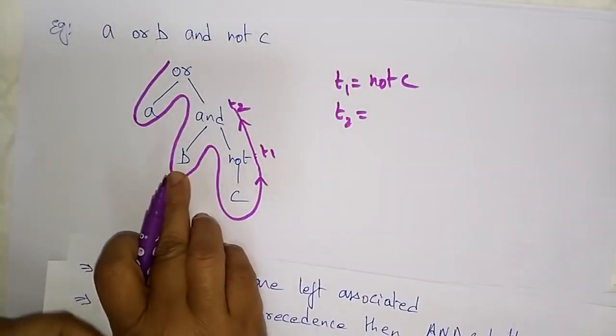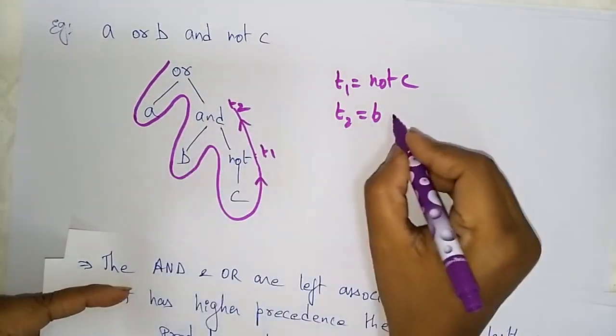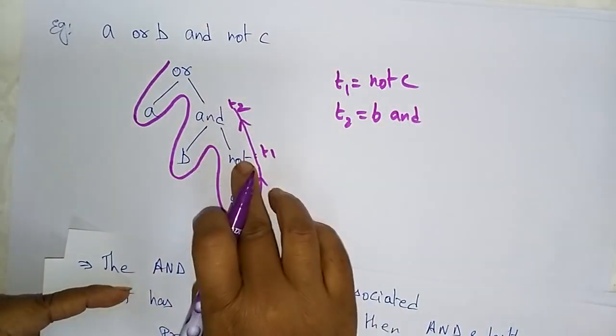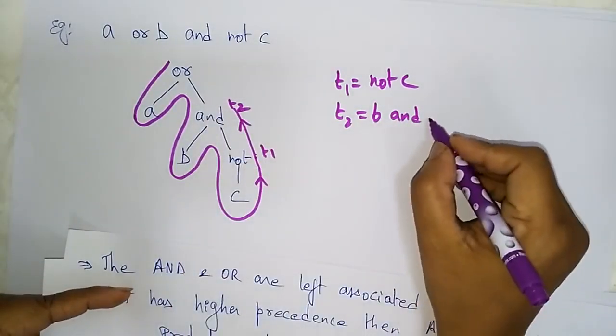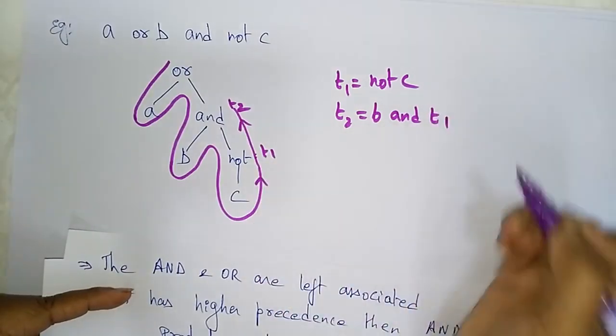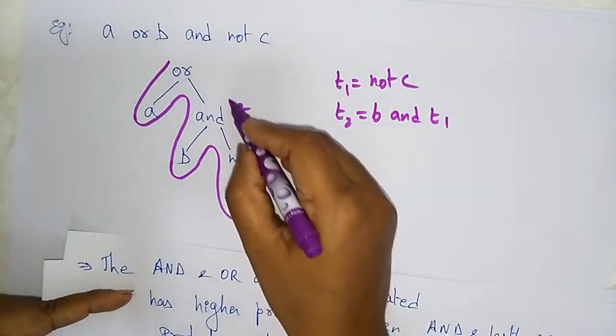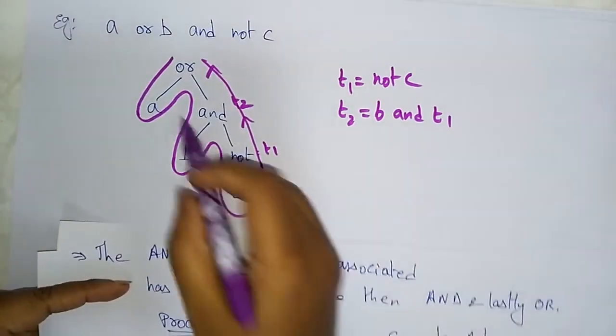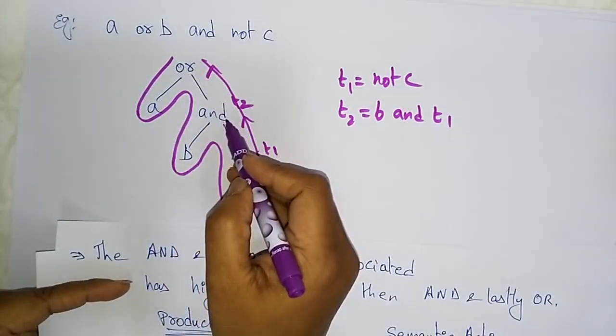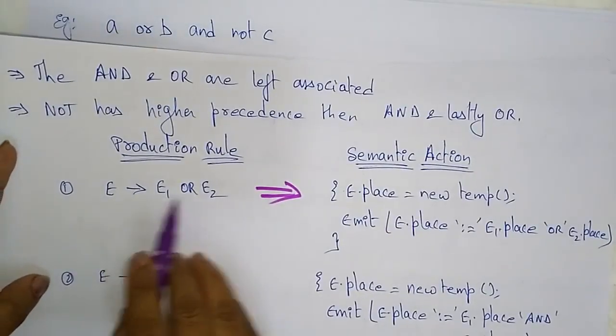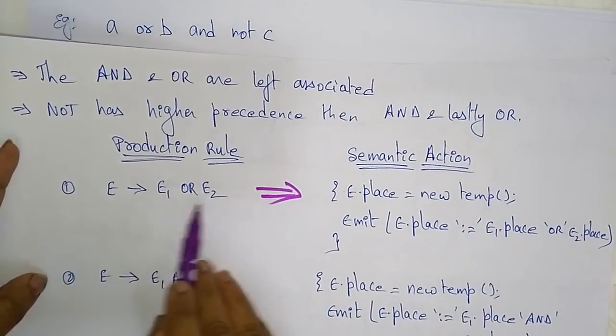So what is the E1 dot place? B. And what is the E2 dot place? That is T1. Okay. Now coming to here, let's take A or T2. A or T2 means it is in the form of E1 or E2.